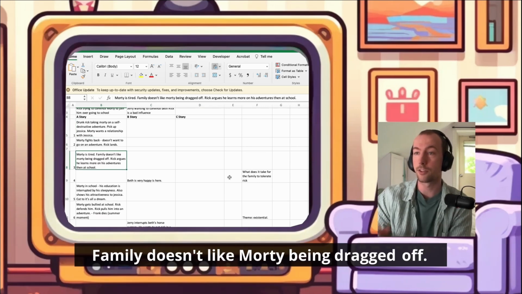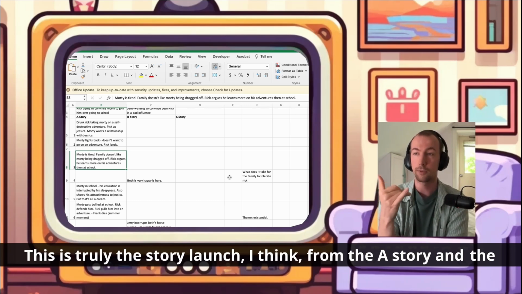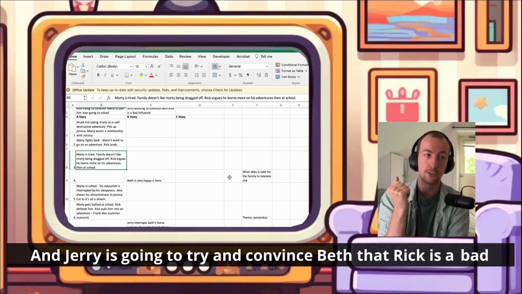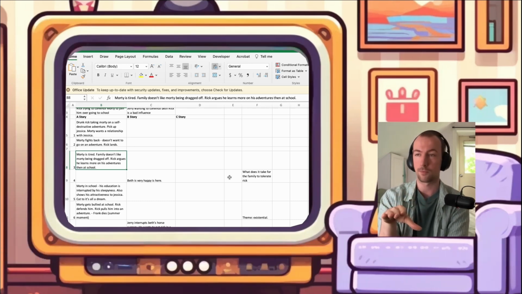Morty's tired. Family doesn't like Morty being dragged off. Rick argues that he learns more on his adventures than at school. This is truly the story launch, I think, from the A story and the B story, which is Rick arguing that his education is better, and Jerry is going to try and convince Beth that Rick is a bad influence for Morty. So right off, right at the top, we know what the story's about, right?